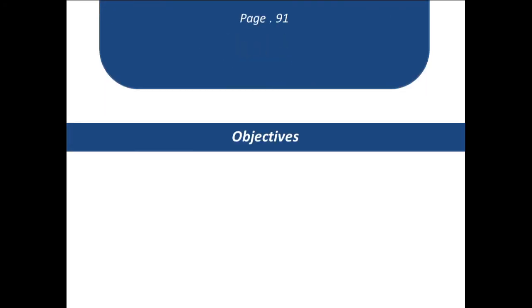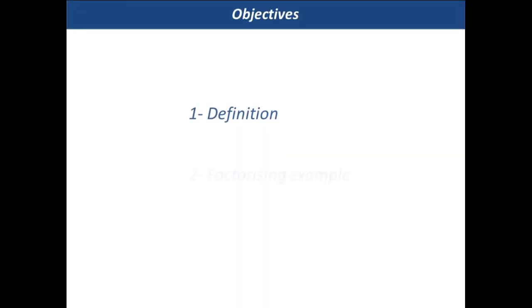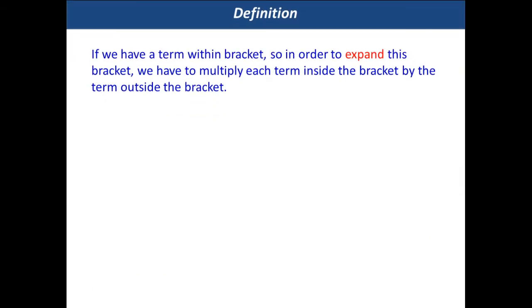As usual, we go first through the objectives, definition, and factorizing example, which is not only factorizing, it will be expanding and factorizing. Expanding operations go in a direction opposite to factorizing. We shall see that more closely. Then we go to the exercises 9.5. Definition. Expand. This is in red.